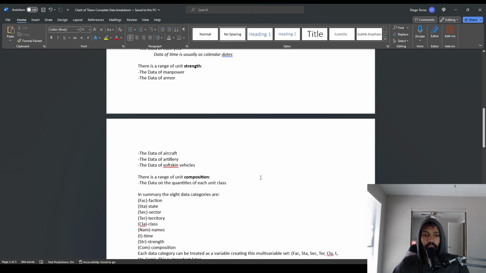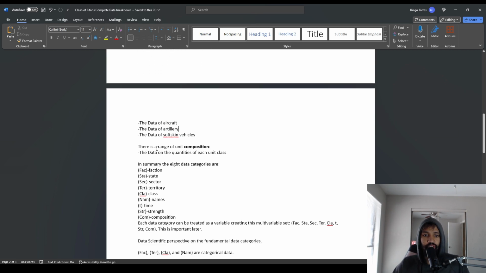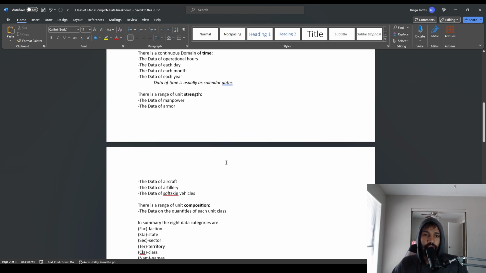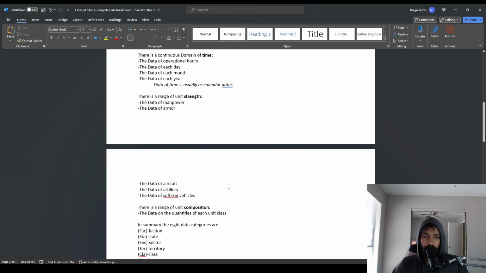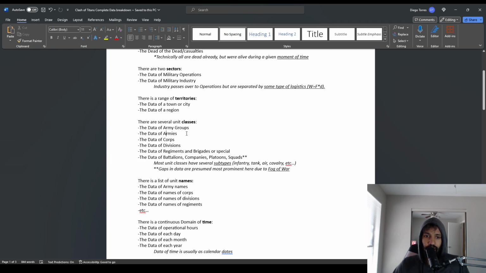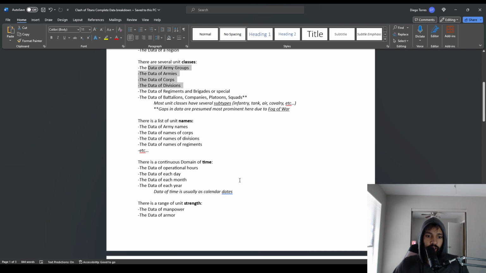So there's that. Finally, we have a range of unit composition, and this is pretty simple, but it simply tells you the quantity of each unit class, right? We're not just focusing on the strength, because there you're going to deal with numbers in the thousands, tens of thousands, hundreds of thousands, even millions. But this is just telling you how many divisions were in the battle, how many corps, how many battalions, basically how much of each unit type was there. And so it definitely relates to classes, because they go hand in hand.